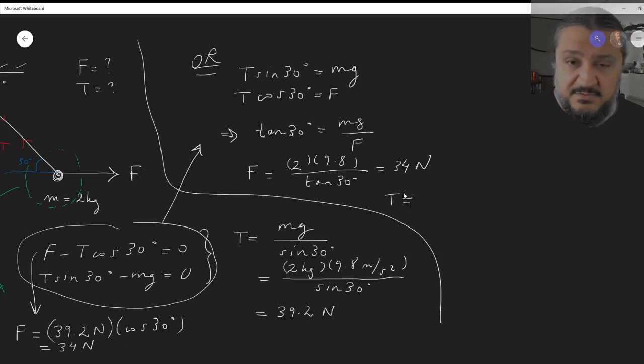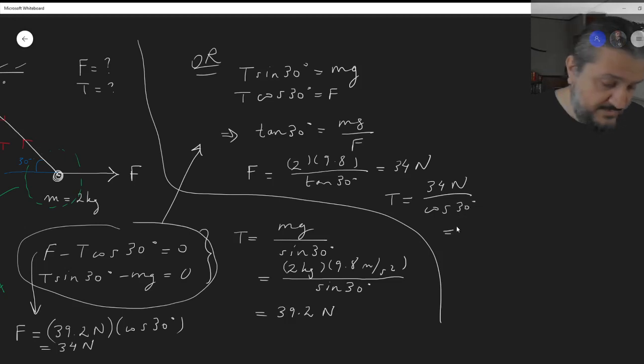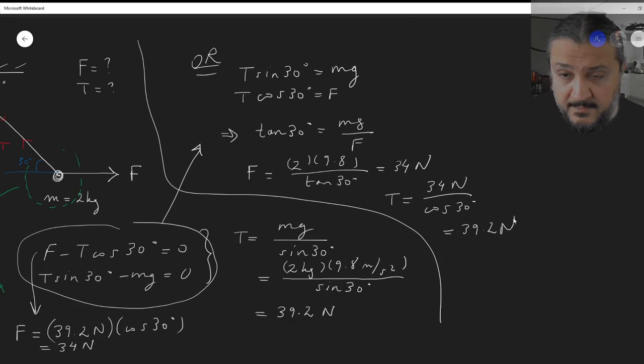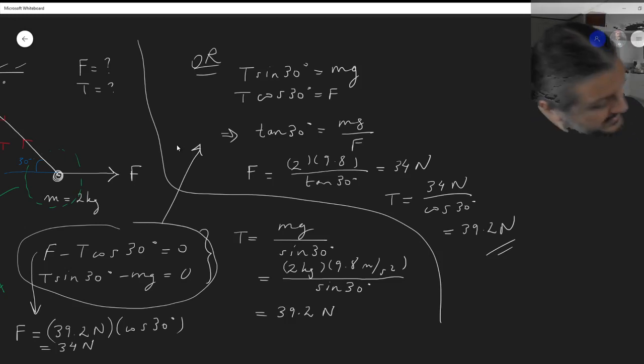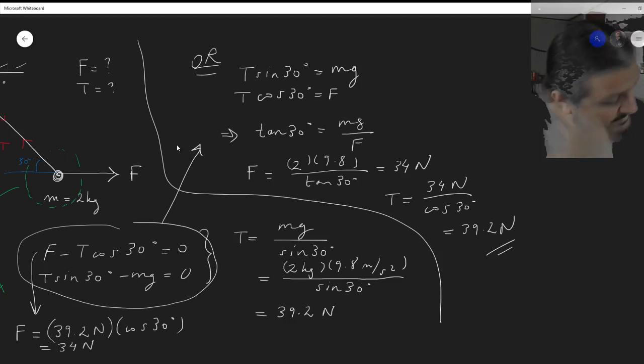And you can take that F and plug it in the second equation. Then T is equal to F over cosine theta, 34 newtons over cosine 30. 34 divided by cosine 30. 34 or 33.9. Okay, and that gives you 39.2 newtons. Okay, so either way is correct. All right, what else?